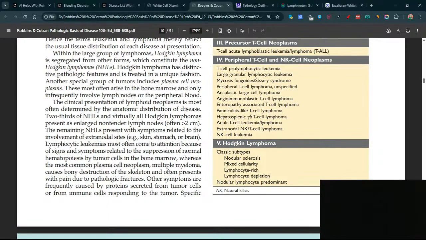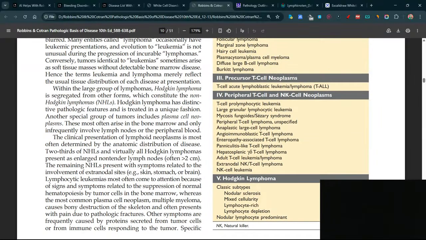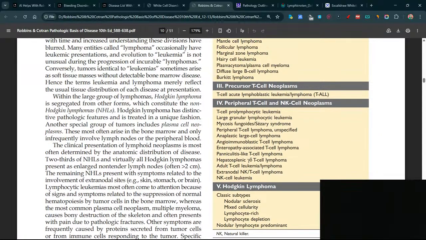Hodgkin lymphoma is unique because of its specific pathology and orderly spread. Within the large group of lymphoma, Hodgkin lymphoma is segregated from other forms, which constitute non-Hodgkin lymphoma. Hodgkin lymphoma has distinctive pathologic features and is treated in a unique fashion.